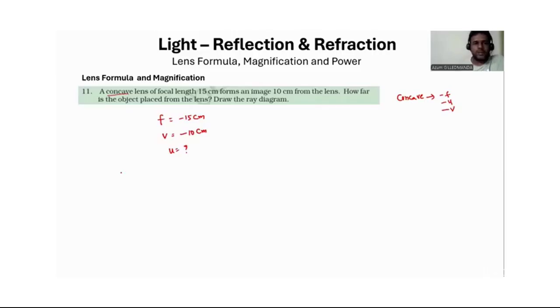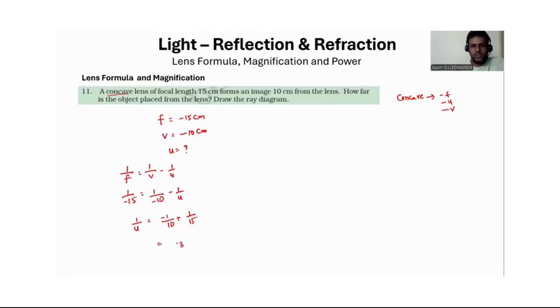Okay, all right. So according to the lens formula, 1 by F equals 1 by V minus 1 by U. What is it? 1 by minus 15 equals 1 by minus 10 minus 1 by U. Then I'll take U to this side, so that becomes plus. Then this is minus 1 by 10 plus 1 by 15, I'm sending to the other side.